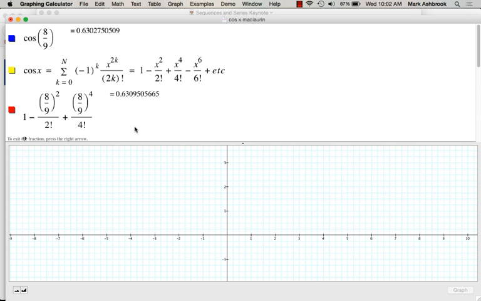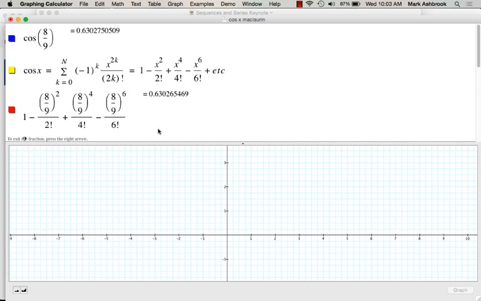For cosine of 8/9, just the third partial sum is correct to the 100th place, even almost the 1000th place. So even just the third partial sum of this is pretty close. And if you want it closer, now we're going to do minus x to the 6th divided by 6 factorial. So look at how close this is already.